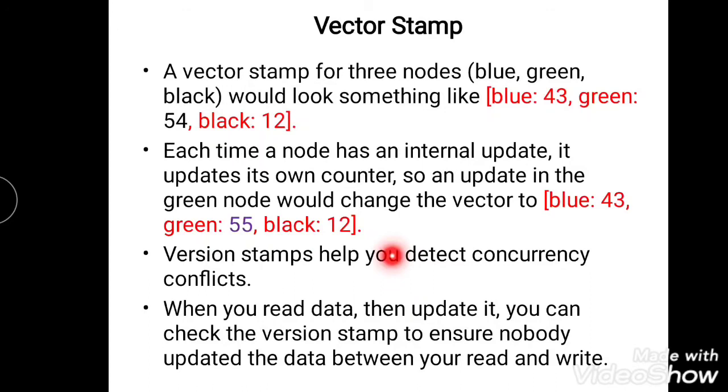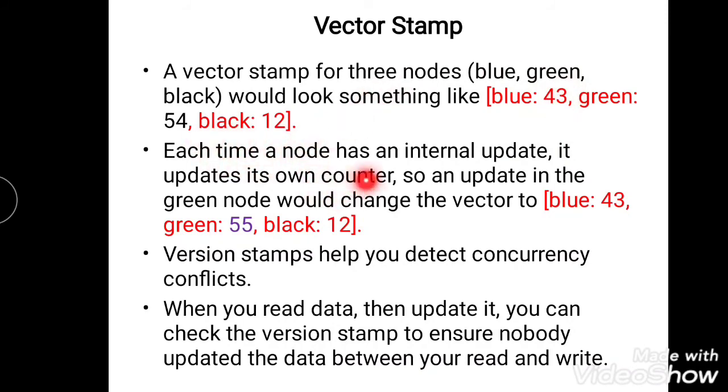And here you can see a vector stamp is a set of counters, one for each node. Here is a vector set for 3 nodes. One node is blue, the second node is green, the third node is black. It looks something like blue 43, where 43 is the version, and green 53, black 12.